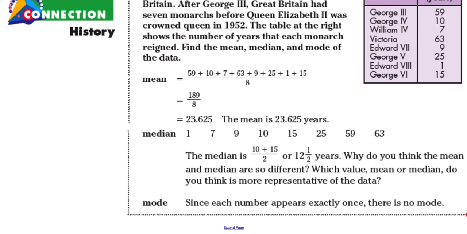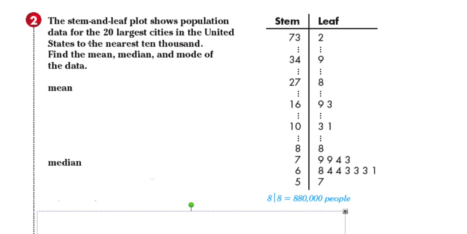Let's take a look at the last example. Take a look at the stem-and-leaf plot. It shows the population data for the 20 largest cities in the United States, to the nearest 10,000. Find the mean, median, and mode of the set of data.